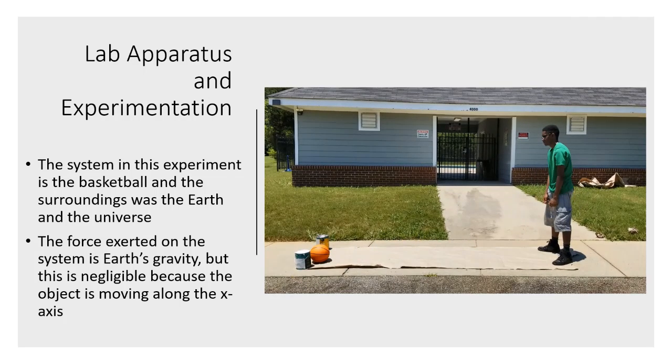The system in this experiment was the standard basketball, and the surroundings was the Earth and the universe. Because of this, it is worth mentioning that a force exerted on the system is Earth's gravity, but this is negligible because the object is moving along the x-axis, not the y-axis. So in this case, the net force will be equal to 0 newtons.